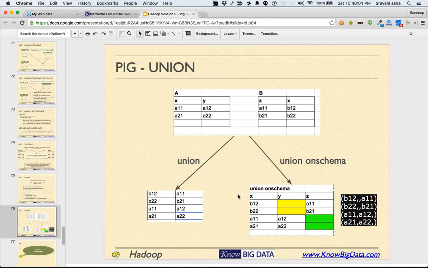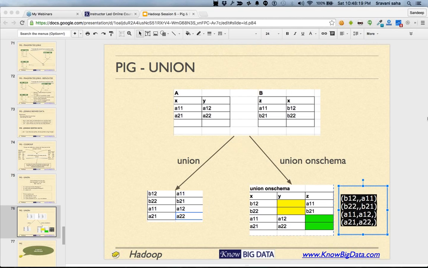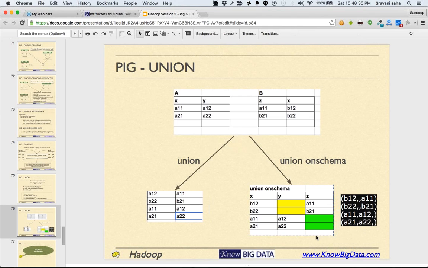So when we are concatenating B and then A, B does not have the Y column, so the Y column will be left blank. Similarly, A doesn't have the Z column, so the Z column will be left blank. So you will get this kind of data set. In reality, it would look like B12, comma, blank, then A11, B22, comma, blank, B21, and so on. This way, you can enforce schema.